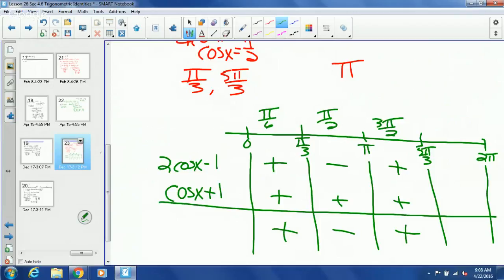Last one. What did you pick from 5 pi over 3 to 2 pi? 3 pi over 2 is 0, right? So 2 times 0 would be... Actually, it isn't. The first one is negative, right? And this one's positive, right? Which means this should be negative.